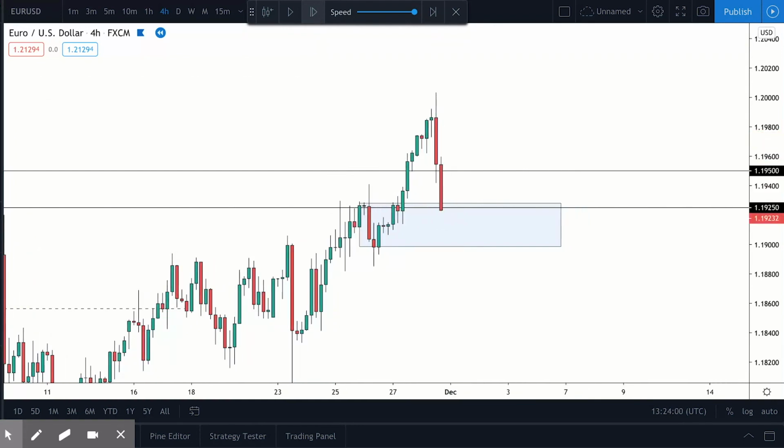Remember, if there's no pullback, if there's no correction, no good level for us to get in, then there's simply no trade. We can be patient. We don't have to take a trade every day. We don't even have to take a trade every week. We only need to take trades when there are good trades present.